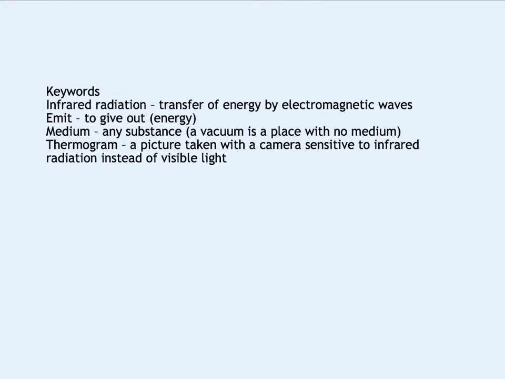So, infrared radiation is the transfer of energy by electromagnetic waves. Emit means to give out, in this case energy, but to give out anything. A medium is any substance. So to put that into context, a vacuum is a place with no medium, such as space. And a thermogram is a picture taken with a camera that is sensitive to infrared radiation instead of visible light.